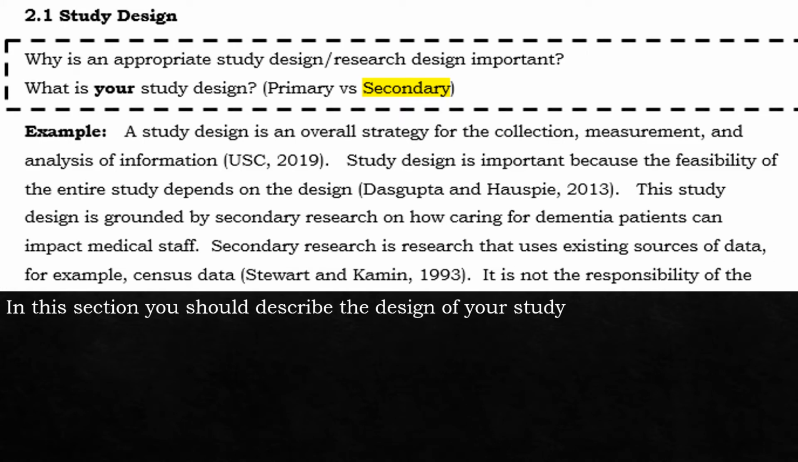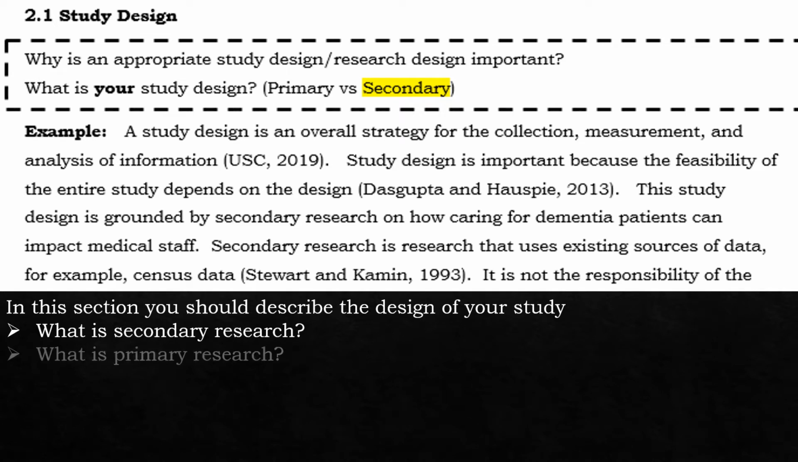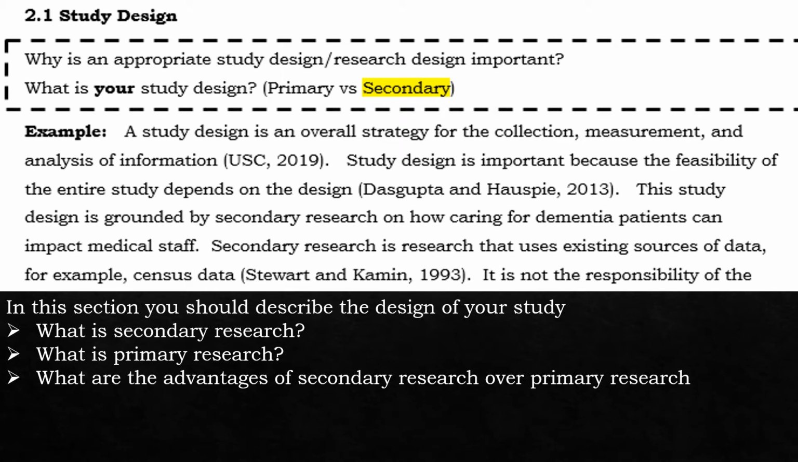The next section is your study design or your research design. In this section, you'll define what a study design is. I have an example here. And you also talk about your study design. Your study design is grounded in secondary research. So you will discuss a number of things in this section. What is secondary research? What is primary research? What are the advantages of secondary research over primary research?